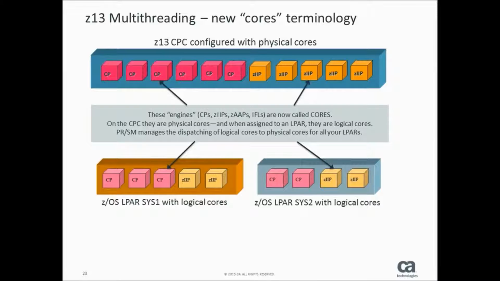And when you define your LPARs, you assign so many logical cores to those LPARs. Here I have an LPAR called SYS1 with 3 CP cores and 2 zIIP cores, and an LPAR called SYS2 with 2 CP cores and 2 zIIP cores. So there's a big change in terminology. Processor, we can't call these things processors anymore. We must call them cores.